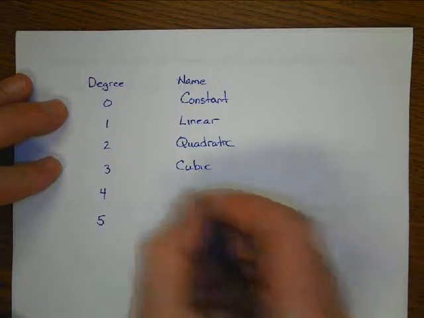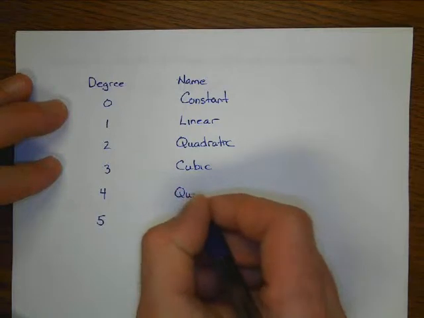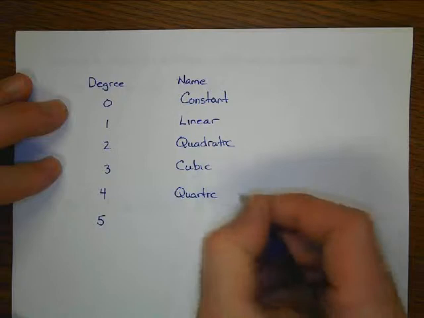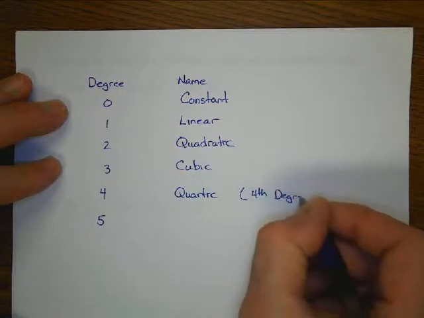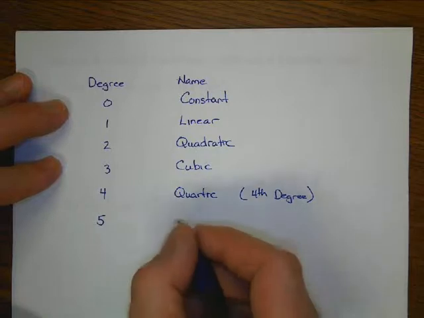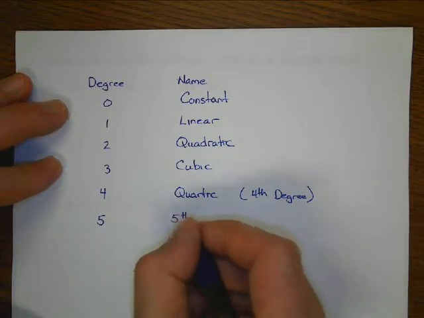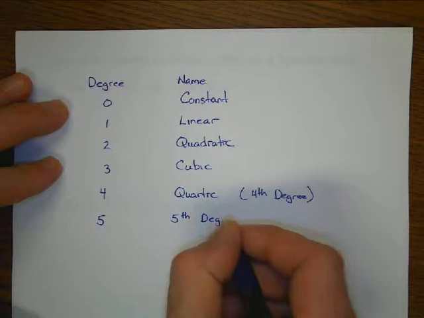And our last one is just fifth degree, and anything more than 5 or 4 for that matter is just that number and the degree. So a little summary of degree and the name that it's called. Those are very good terms to know as they'll be tested and evaluated later in the chapter.